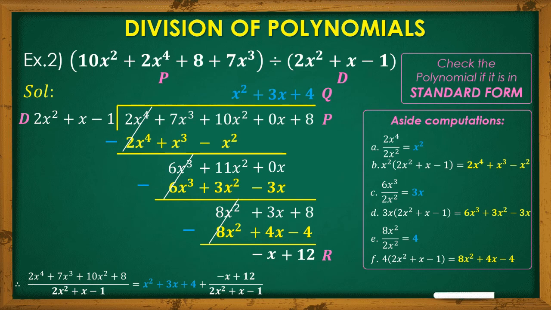And by writing it in the form, 2x raised to 4 plus 7x cubed plus 10x squared plus 8 divided by 2x squared plus x minus 1 is equal to x squared plus 3x plus 4 plus the remainder negative x plus 12 over the divisor 2x squared plus x minus 1.